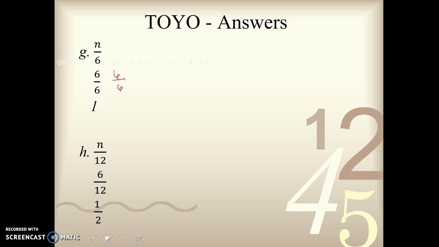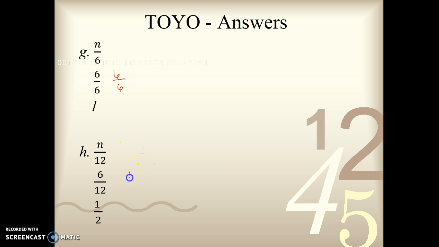Letter H is your last one. You have n divided by 12. Substitute in the 6. Now you have 6 divided by 12. And look at that, you have a fraction. Goodness gracious. All right. I hope we remember from 5th grade how to find equivalent fractions and reduce them.